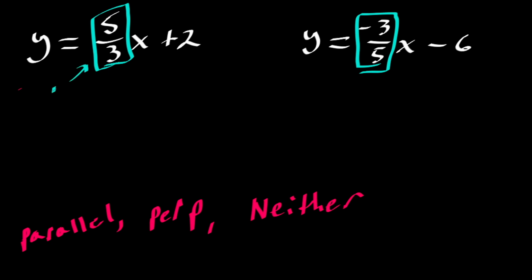The first one is 5 over 3. The second one is negative 3 over 5. So an easy trick, we can obviously see they're not the same. So it's not parallel. An easy trick to see if something is perpendicular is just start with one of your slopes and do the opposite reciprocal.